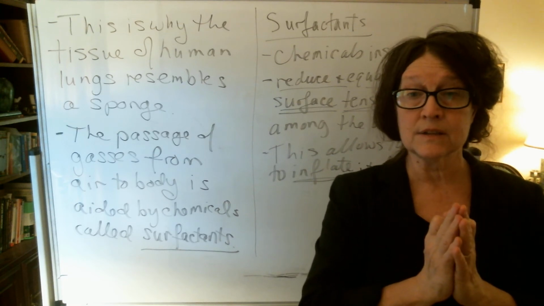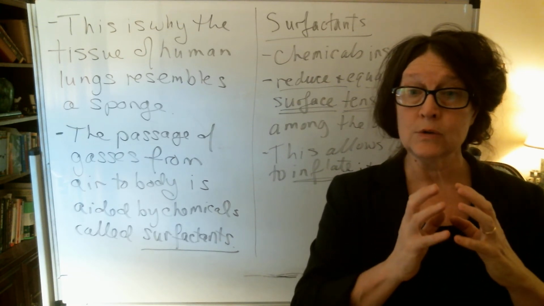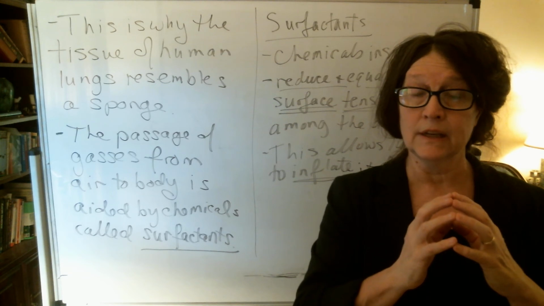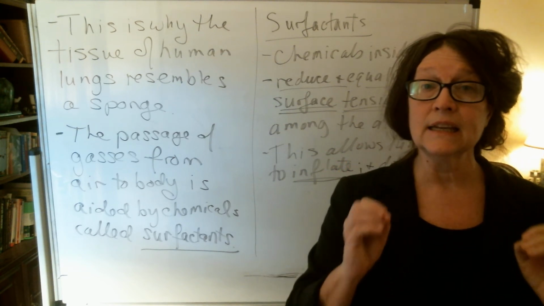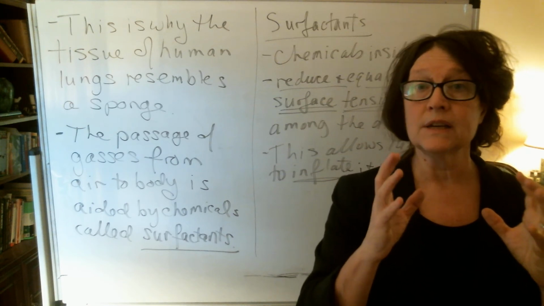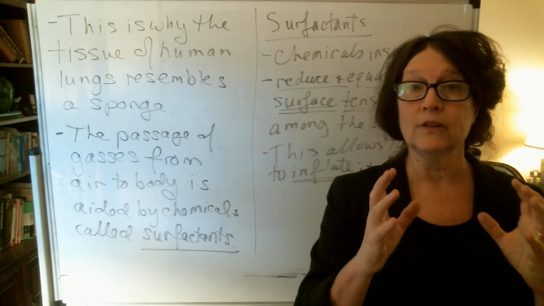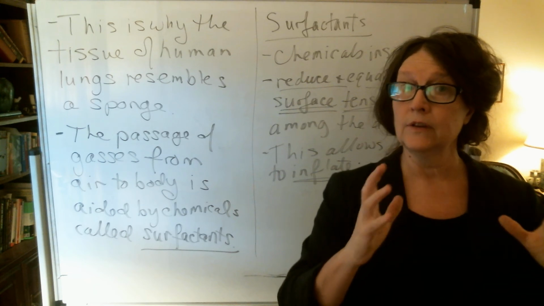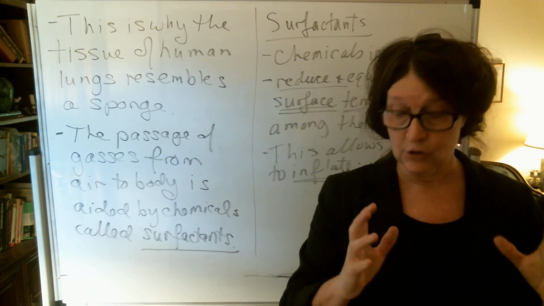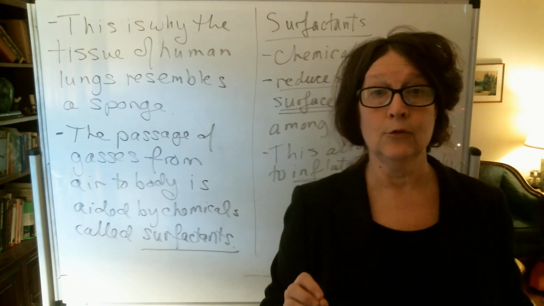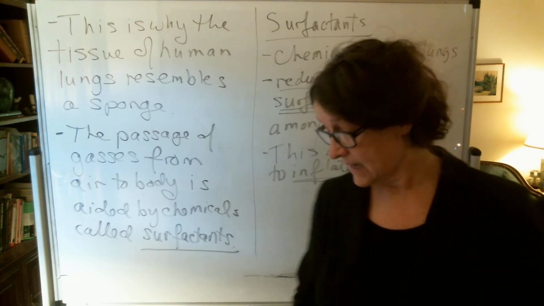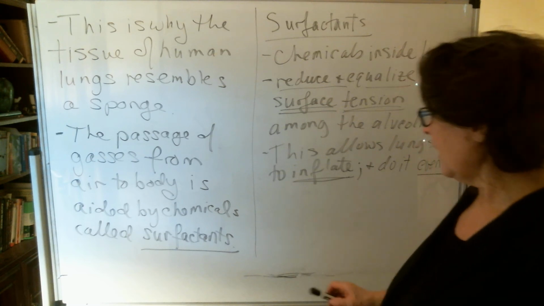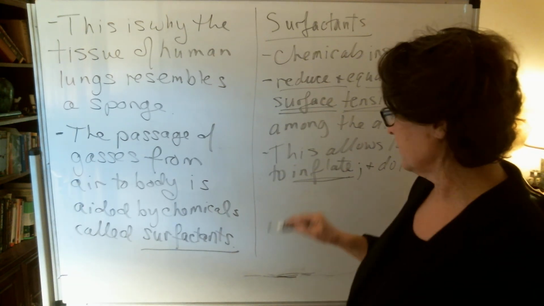That's what surfactants do. First of all, they reduce the surface tension in your alveoli so you can inflate your lungs at all. And second, they also equalize the surface tension among your alveoli so that all of your alveoli inflate to the same degree. And we could not live without surfactants. We actually could not breathe without surfactants. And this can lead to a problem for premature babies.